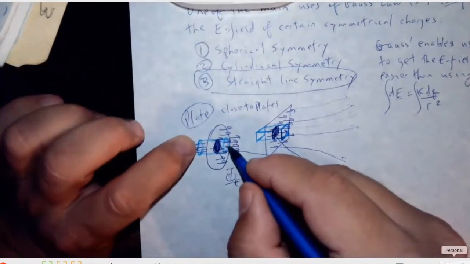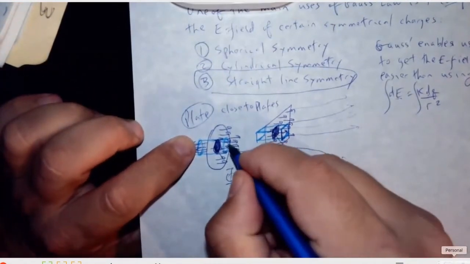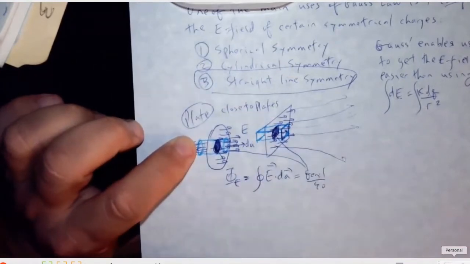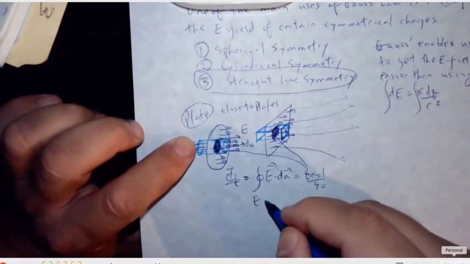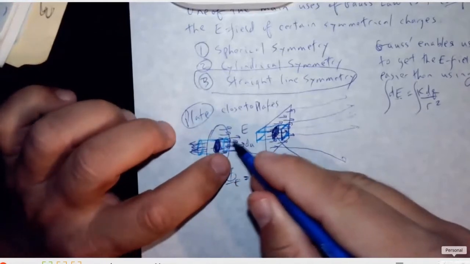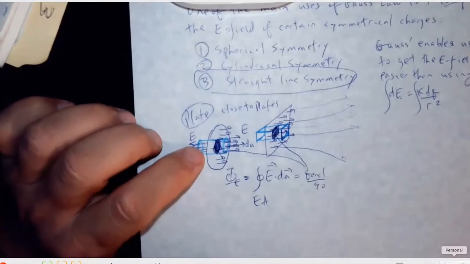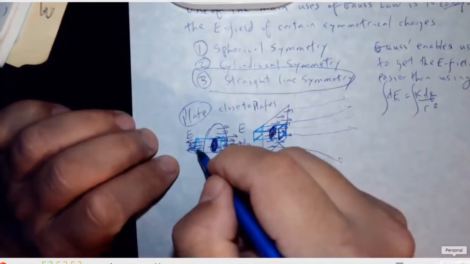So what's the flux from the right side? E, and then dA is this way, so it's going to be E times A, since E is uniform, EA. And then from the other side, you have E coming to the left, but the A is also to the left.